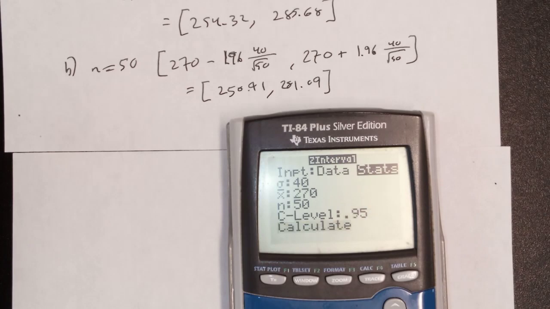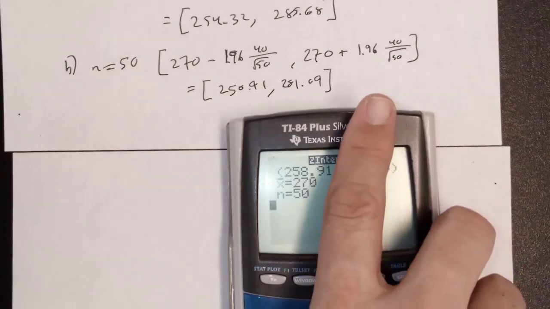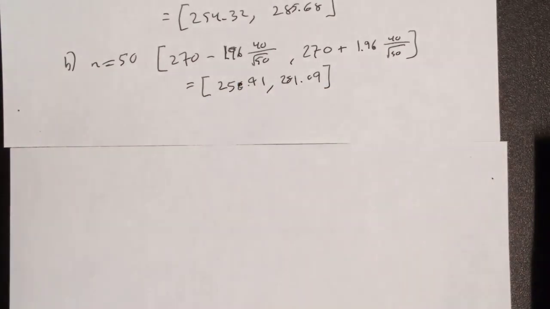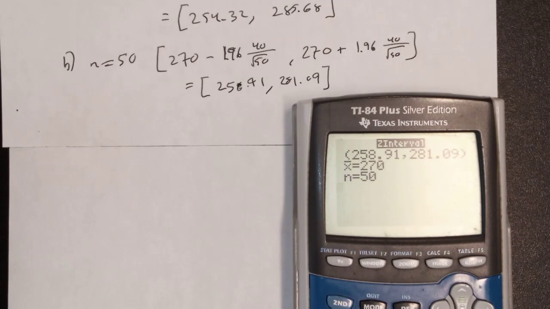Now remember, the calculator can do z-values. It can look up the z-value for a known area. That's what the inverse thing does. So it's going to do that automatically for me. 258.91, 281.09. That's the same interval we got here, except for my copy error, because that should be an 8. I don't have to look up a thing. If I know how to use the technology, I can automate this in Excel the same way.